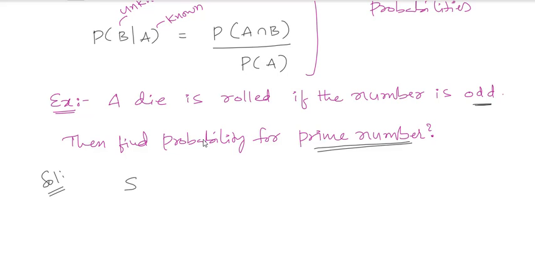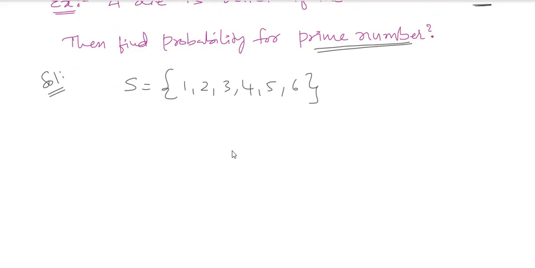If a die is rolled, you know the sample space is 1, 2, 3, 4, 5 and 6. Am I correct or not? Out of which 1 is an odd number, 3 is an odd number and 5 is an odd number. These three are the odd numbers. So what's the probability of getting an odd number? Which is nothing but 3 divided by 6. Am I right or not?